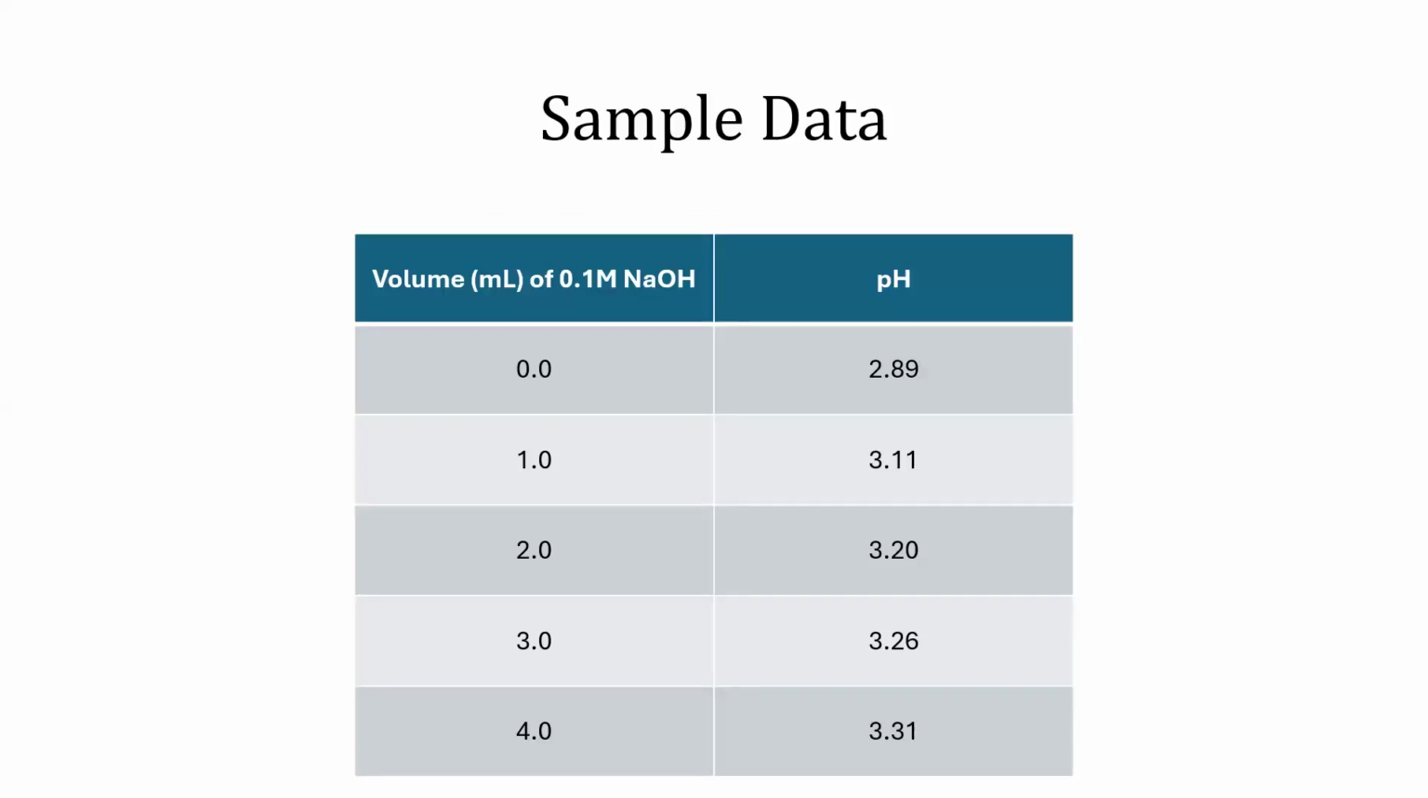The second column is classified as the dependent variable because not only is it the measured variable, but also shows the effect as a result of the dependency on the independent variable, that is the volume of 0.1 molar NaOH or sodium hydroxide.